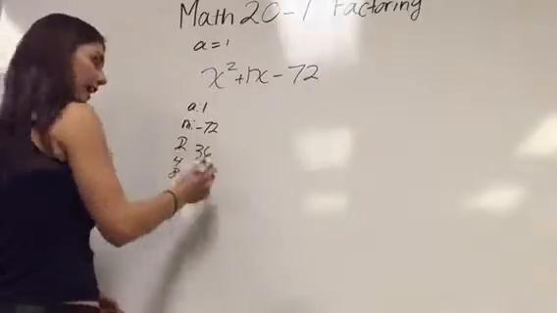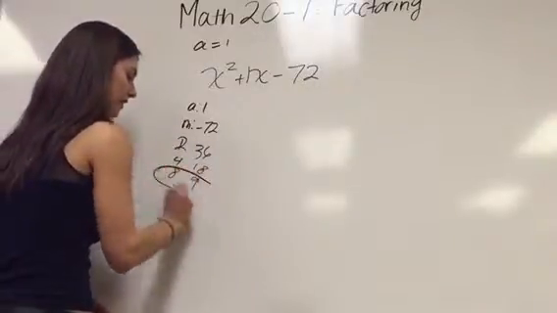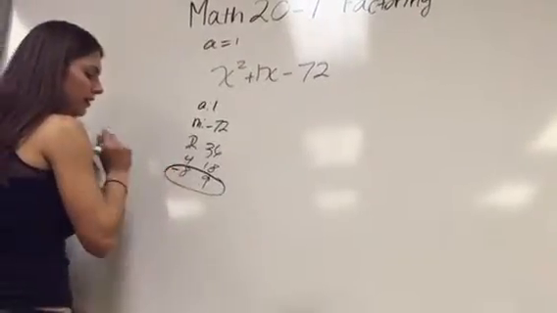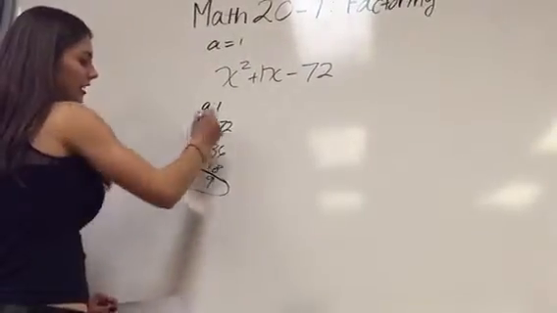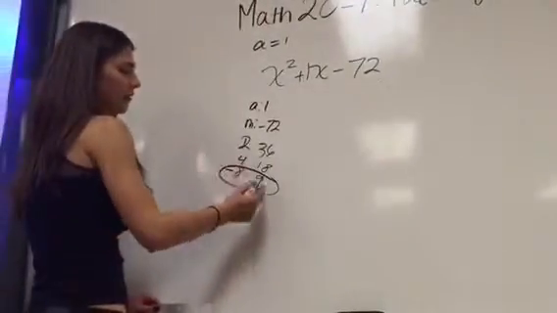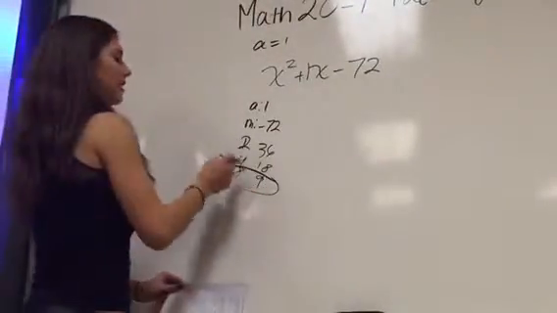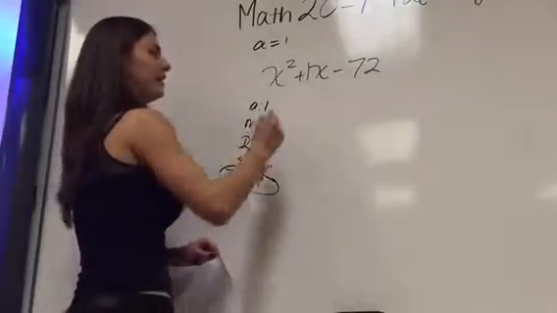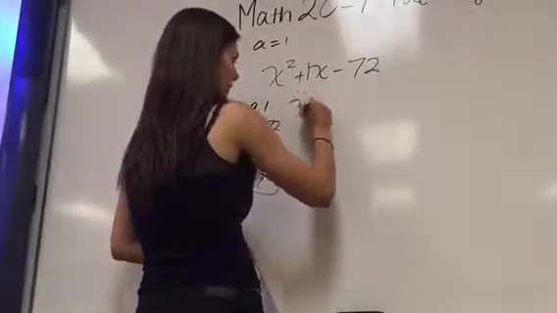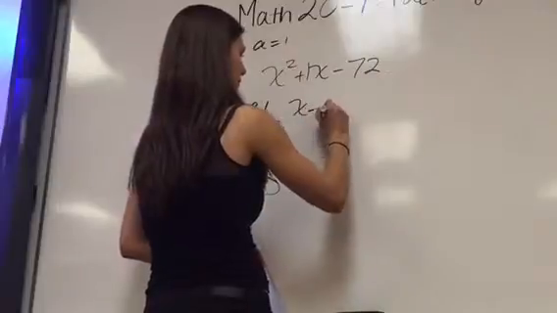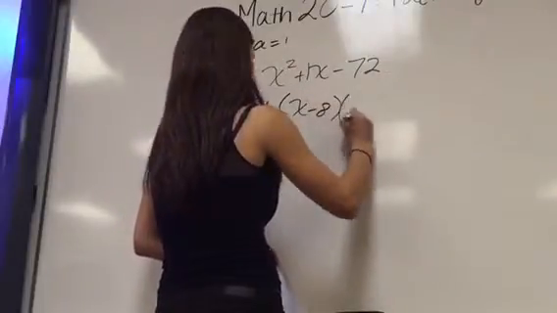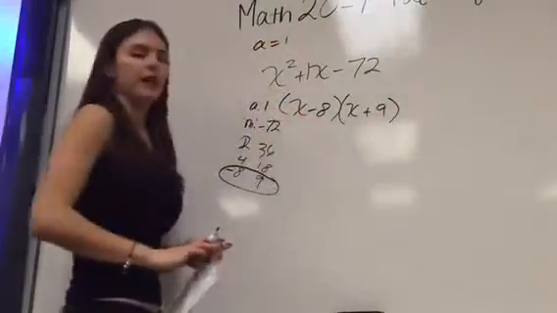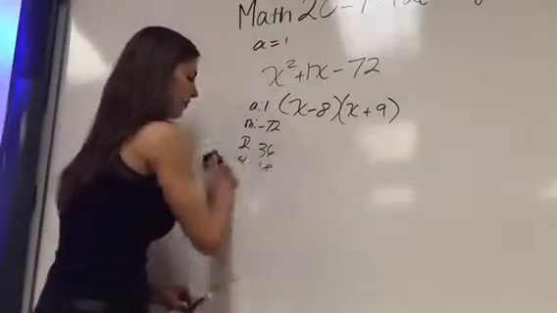Oh, 8 and 9 would work, because negative 8 times 9 is negative 72, and negative 8 plus 9 is 1, because 9 minus 8 is 1. So our numbers would be negative 8 and 9. So we pull this apart to (x minus 8)(x plus 9). And that's our final answer.